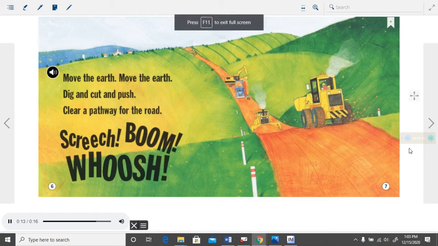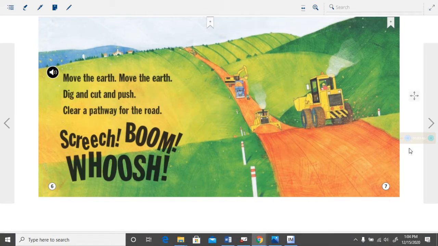Screech, boom, whoosh. So what are the machines doing and the workers doing on this page? They're digging and moving the earth. They're clearing a pathway for the road.